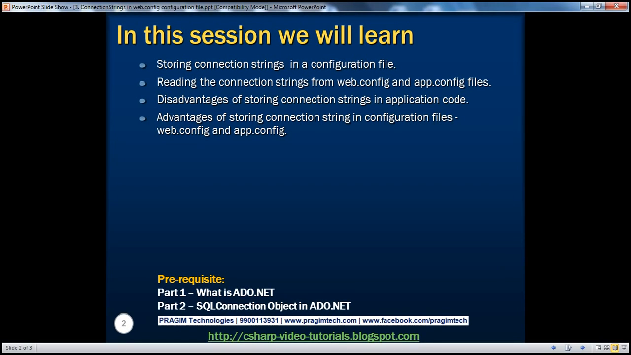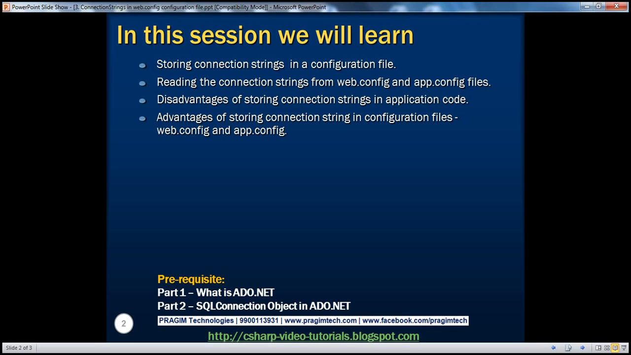In this session, we'll learn about storing connection strings in a configuration file, and reading the connection strings from configuration files such as web.config and app.config files. What are the disadvantages of storing connection strings in application code, and the advantages of storing connection strings in configuration files such as web.config and app.config. Before continuing with the session, I strongly recommend you watch parts 1 and 2 of this video series.